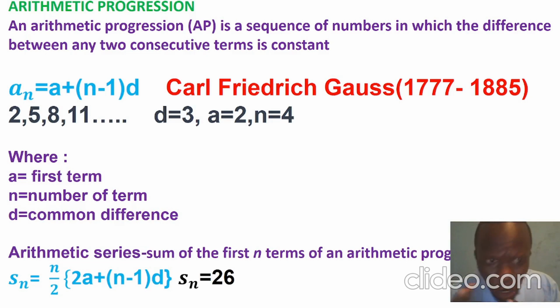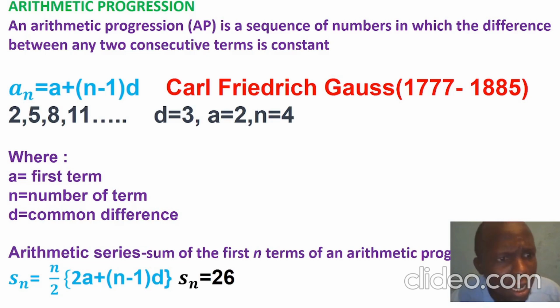It does not go all that without acknowledging the guy who came up with the concept of arithmetic progression. That is a German mathematician by the name Carl Friedrich Gauss, from 1777 to 1855. This is the guy who came up with the arithmetic progression formula that we use today. Now, let us look at the formula itself.